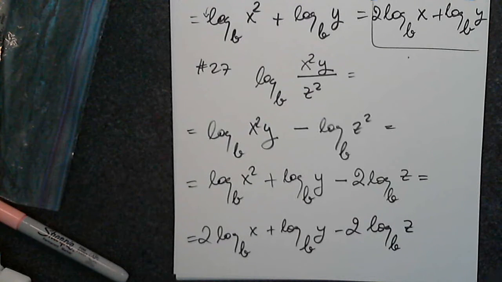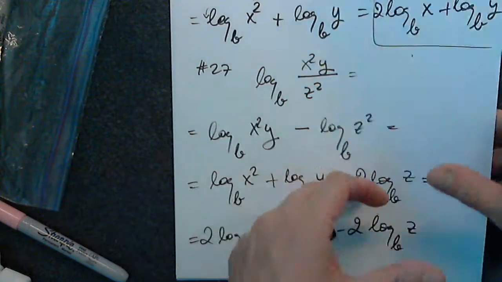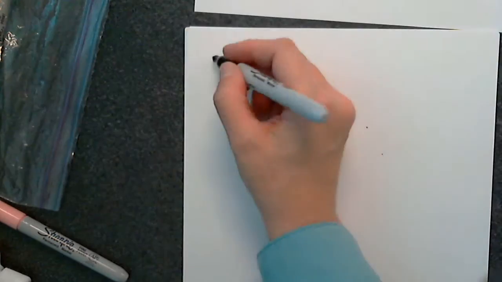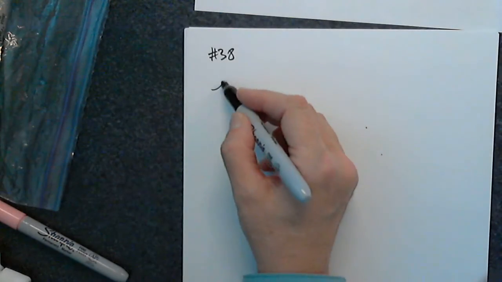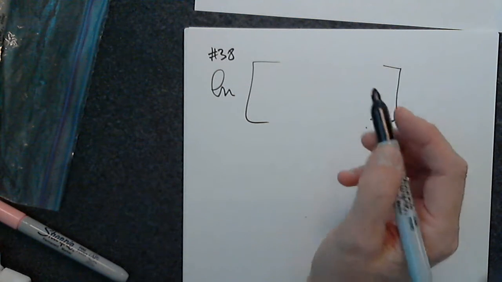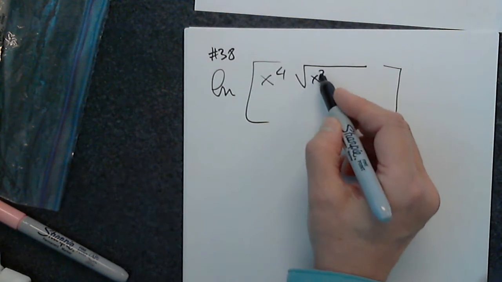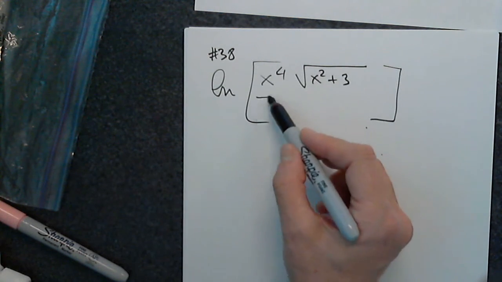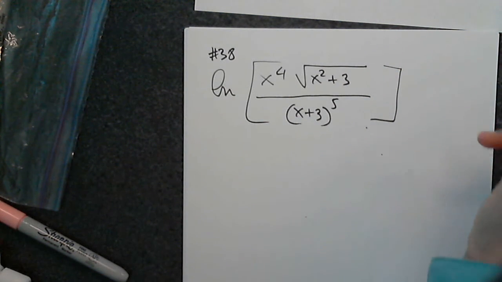Let's look at the next level now. Too complicated for my taste, but let's do it. 38. Same page, 38, natural log of this big thing, x to the fourth, the square root of x squared plus 3, and everything divided by x plus 3 to the fifth.